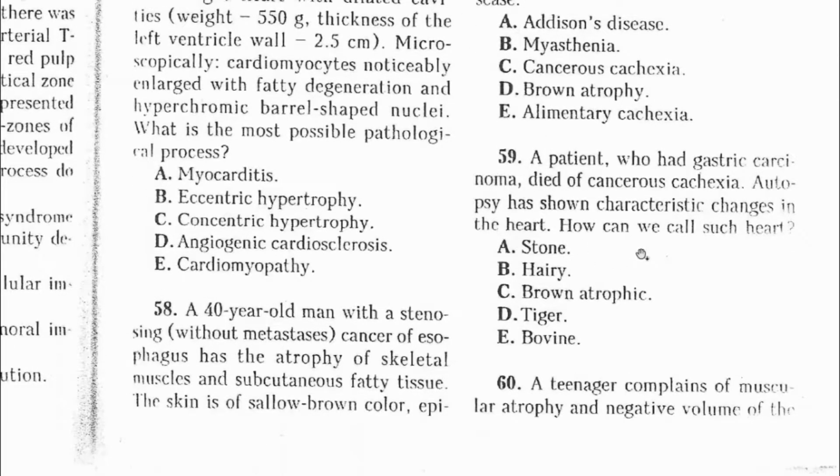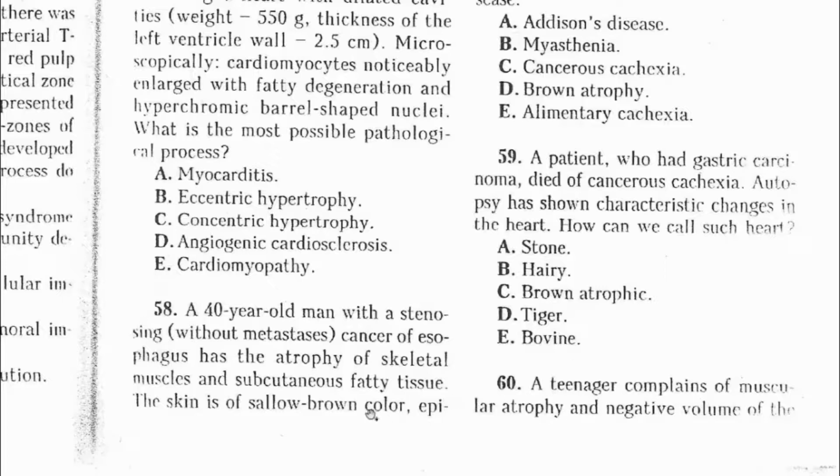59. A patient who had gastric carcinoma died of cancerous cachexia. Autopsy has shown characteristic changes in the heart. How can we call such a heart? Come on, what did I say about brown atrophy? Yellowish brown color seen in the heart and liver. So your answer is brown atrophic. So your answer is C.